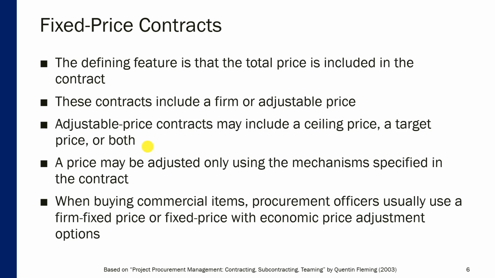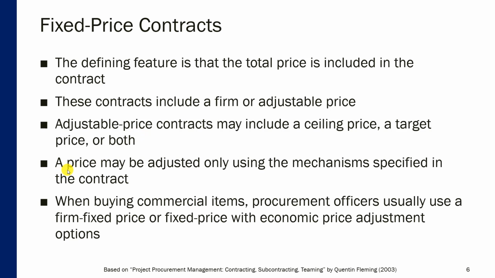However, you may go up to 120, and after that, all the cost will be borne by the seller, right? So I'm not willing to pay for anything above 120. But even if you go between 100 and 120, there may be some penalties, or some provision where the additional costs are shared equally or unequally by the buyer and seller. So adjustable price contracts have some flexibility, some variation in the final price.